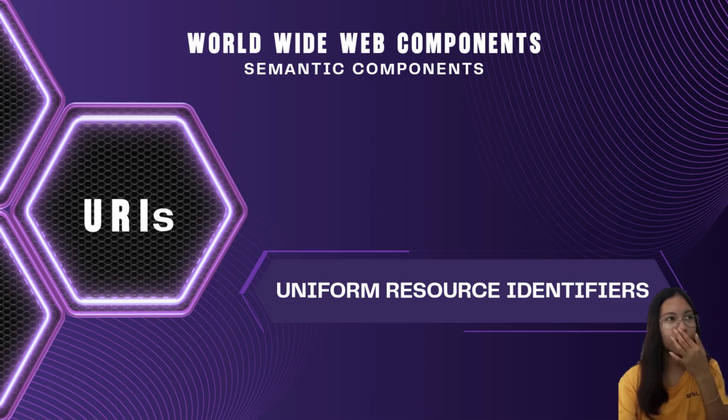And the last reason why URIs are very important is that they are the foundation of hyperlinking, which is essential to the World Wide Web. So in summary, the semantic components of the World Wide Web define how web information is understood, identified, and transmitted. So that's all for the semantic components of the World Wide Web.